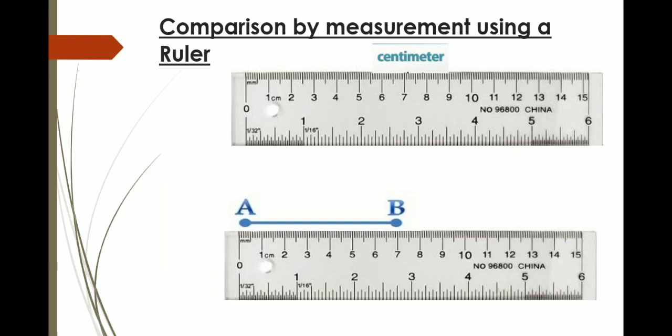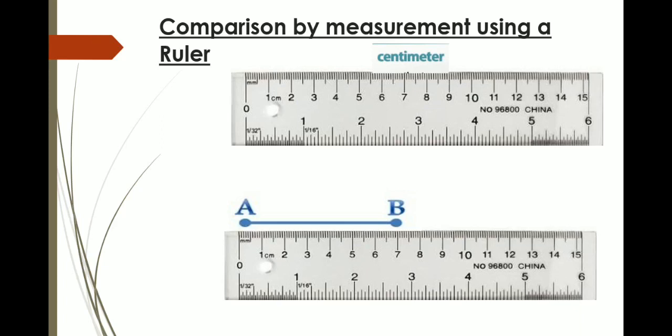Comparison by measurement using a ruler. Students, a ruler is an instrument in your geometry box which is divided into 15 equal parts on one of its edges. Each part is equal to 1 centimeter and each centimeter is divided into 10 equal parts, and each such part is known as a millimeter. Inches are marked on the other edge.